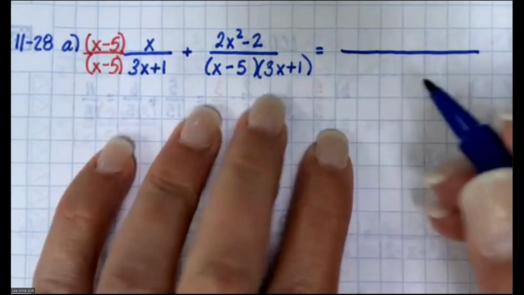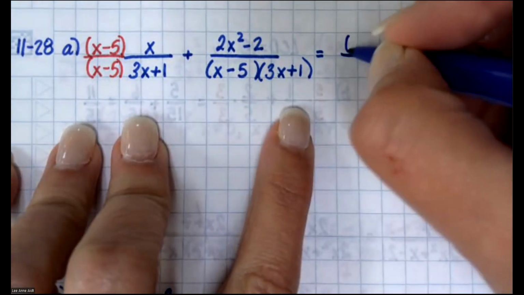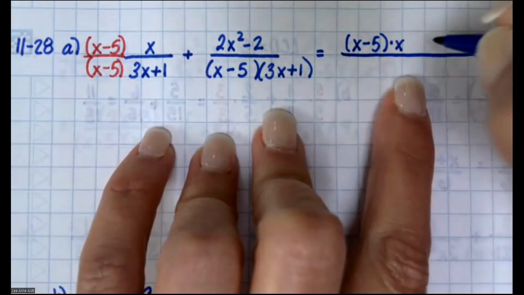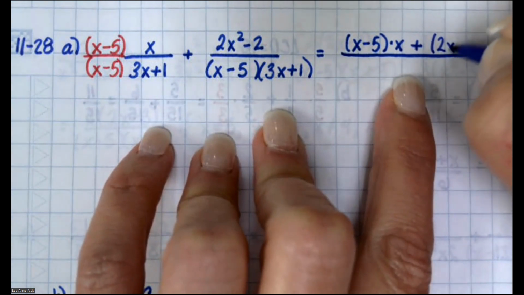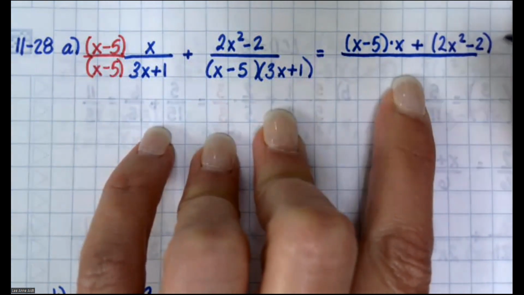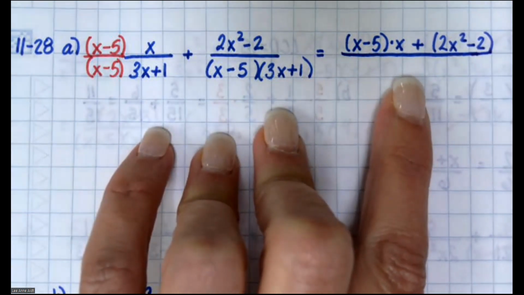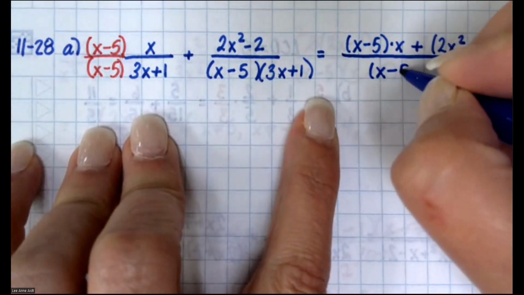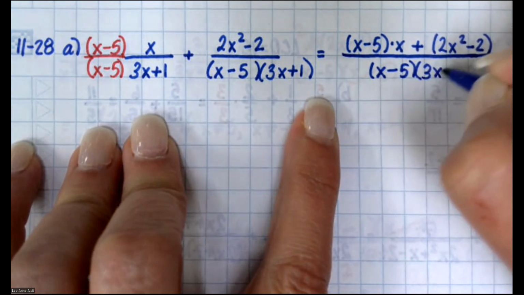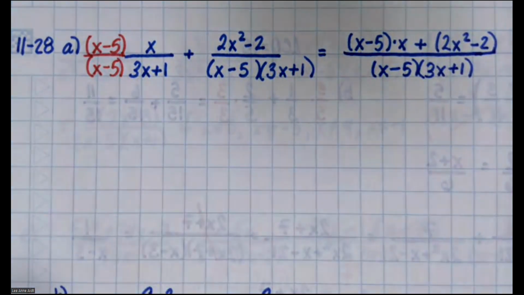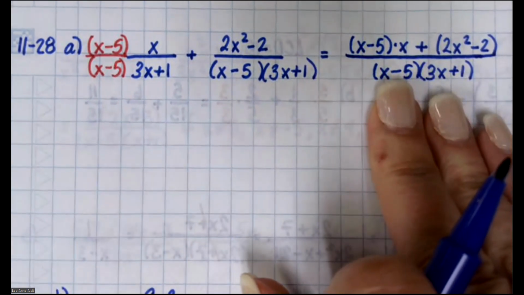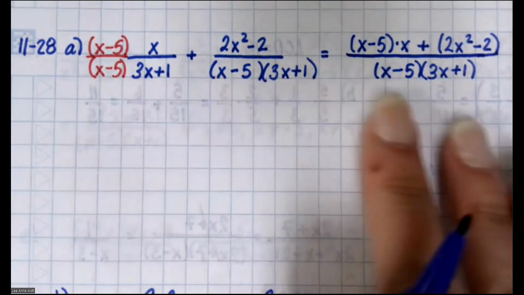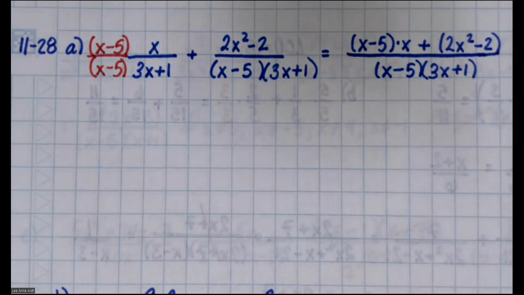You guys know we add across the top, bottom stays the same, right? So we're going to go x minus 5 times x plus 2x squared minus 2. And then the bottom stays the same. I want you guys to know that it's already factored. So don't mess with it. Don't box this out or anything. It's already factored, so leave it. It's like your job is already done for you.